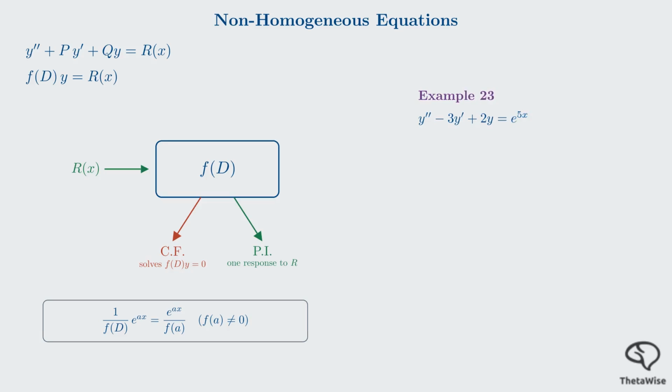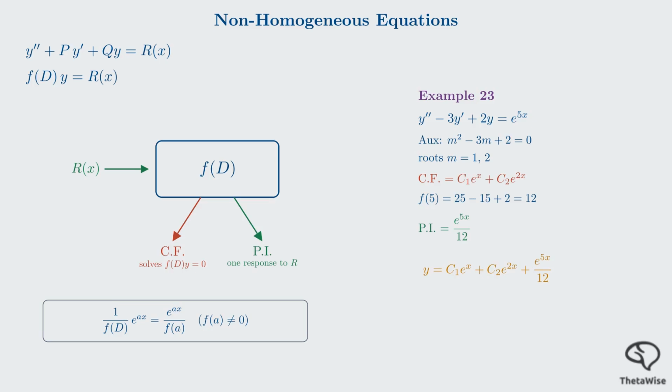In example 23, the equation is y double prime minus 3y prime plus 2y equals e to the 5x. The auxiliary polynomial is m squared minus 3m plus 2, with roots 1 and 2, so the complementary function is c1 e to the x plus c2 e to the 2x. For the particular integral, evaluate the polynomial at 5: 25 minus 15 plus 2 equals 12. Thus, the particular integral is e to the 5x divided by 12.